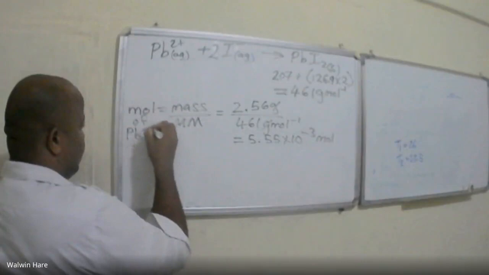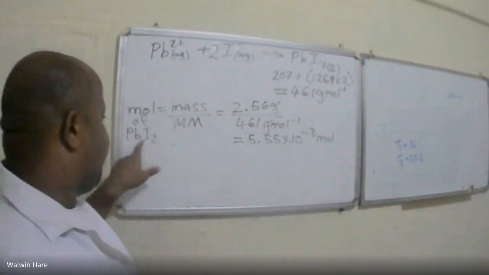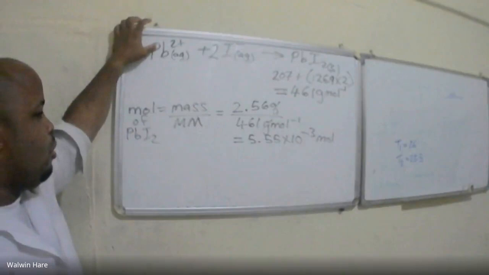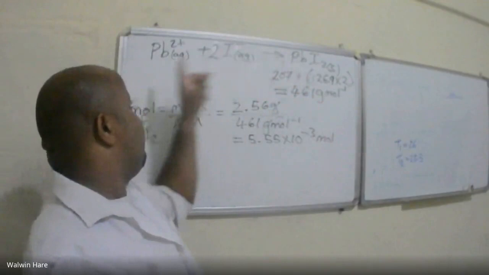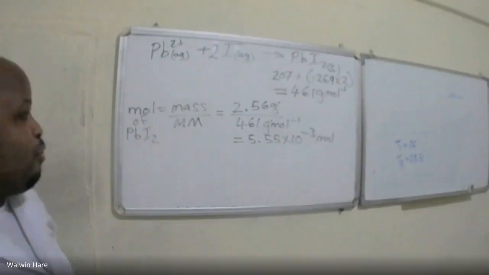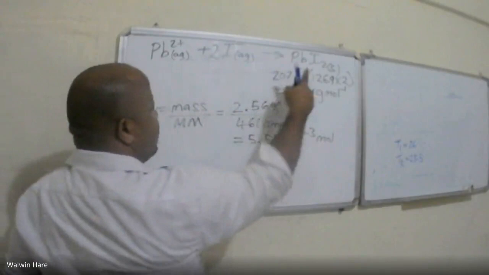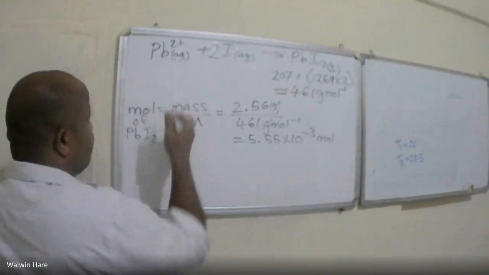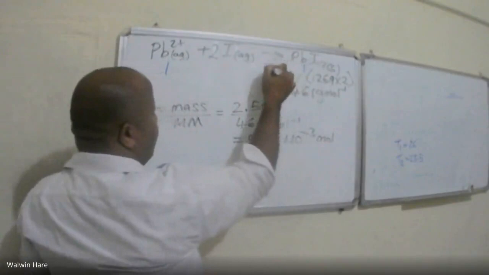So the question now: you know the mole of PbI2, and you want the mole of Pb2+. What should we do at this point to get the mole of Pb2+? Same mole ratio. Right. So even though we have lead ions, iodide ions, and lead iodide, we are not interested in the iodide ions. We know the mole of lead iodide, and we want the mole of Pb2+. So the mole ratio between the lead ion and lead iodide is 1:1.